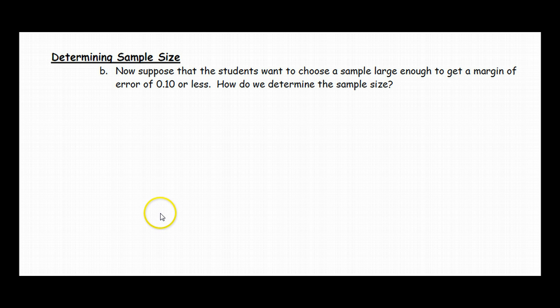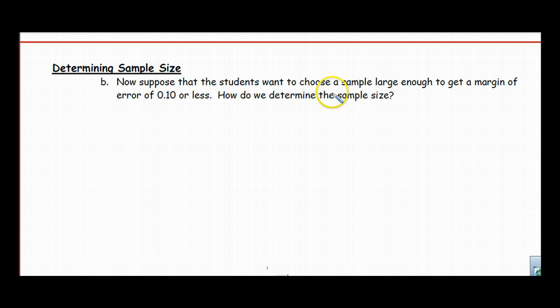So now, with that same problem as number 5, suppose that the students want to choose a sample size large enough to get a margin of error of 0.10 or less. How do we determine the sample size? And just like before when we did this with proportions, this is going to be a formula. If I wanted to determine the sample size, I want n. And so if I have my E equals t alpha over 2 times s over square root of n, then I'm going to solve for n.